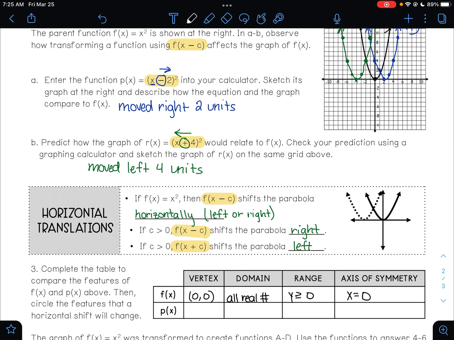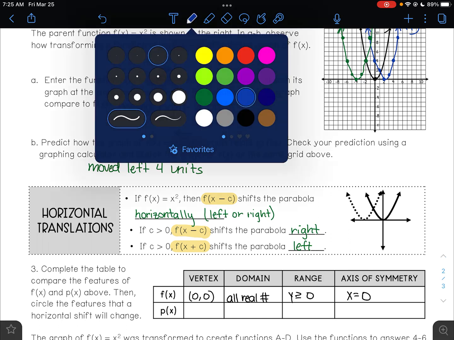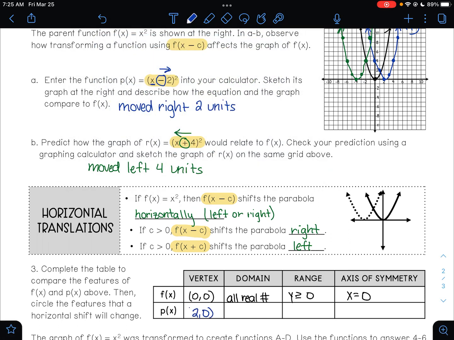Then let's go to p of x. So its vertex is (2, 0). Its domain is still all real numbers. Remember, most of the time, quadratic functions have all real numbers for the domain unless it's a real-world situation or we give you a domain restriction. The range values are greater than or equal to 0 because that's the lowest y value. And its axis of symmetry is x equals the x value of the vertex, which is 2. So what changed when we did a horizontal shift? Its vertex and its axis of symmetry.